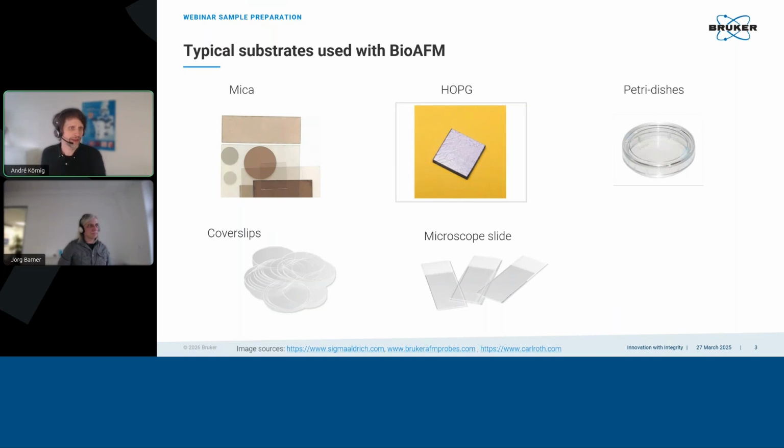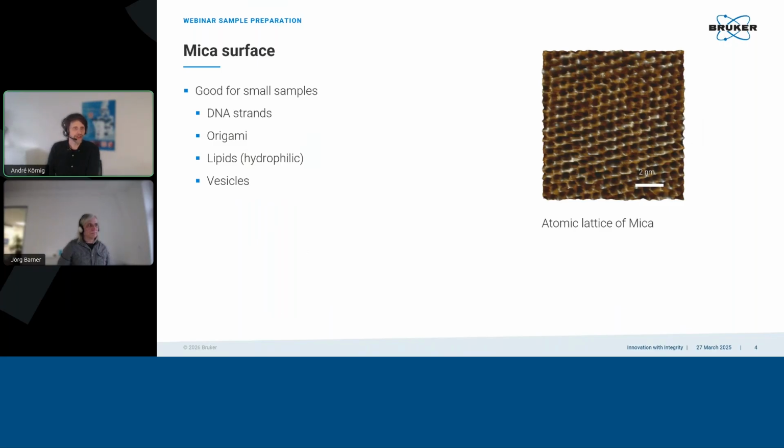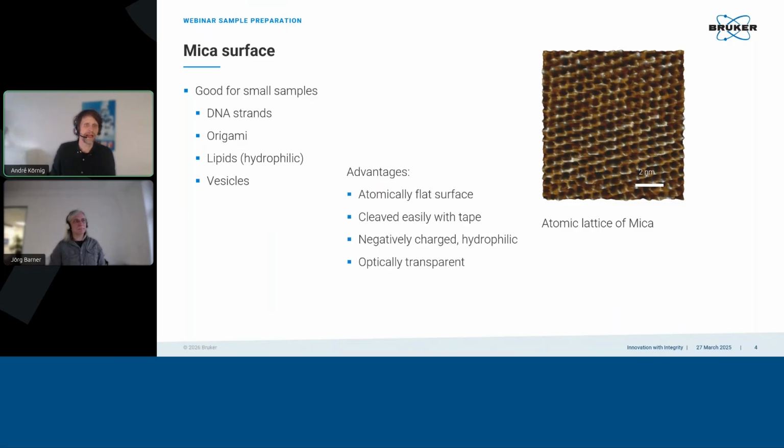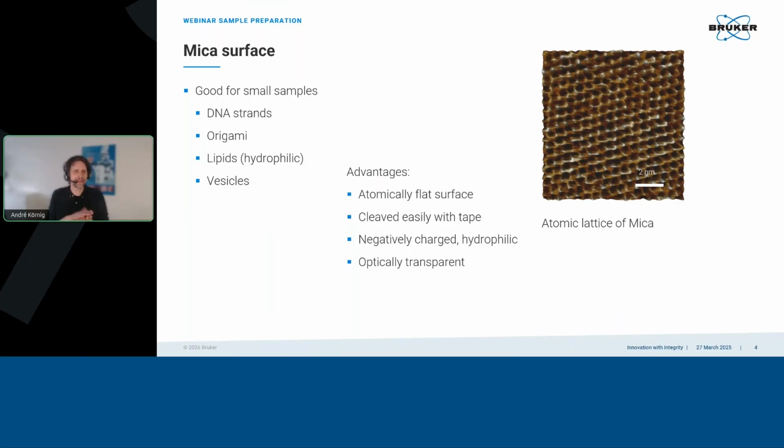Mica surface for small objects is very commonly used, for example for DNA strands, some DNA origamis, lipids, smaller vesicles, and so on. This is mainly due to its properties and advantages. You get an atomically flat surface just by cleaving it with Scotch tape. This is very straightforward, and you can reuse it and cleave it again, getting a very flat layer in case you want to measure things like DNA strands of 2 nanometers. This is highly practical. And you have a negatively charged surface, which I will come to later.